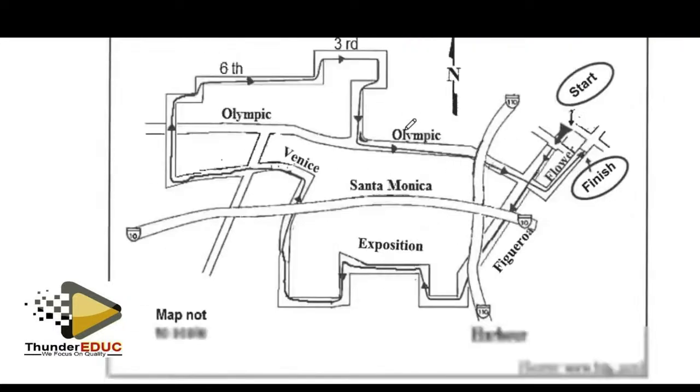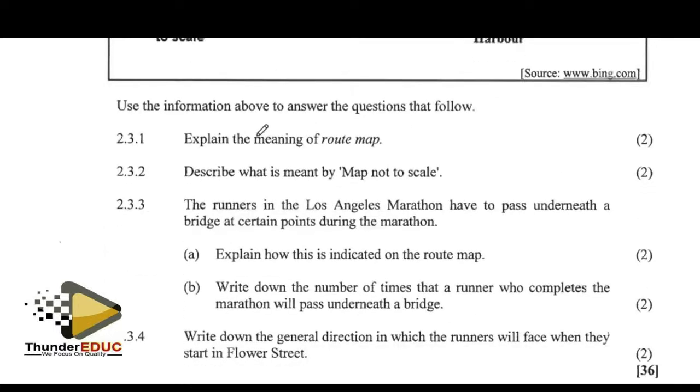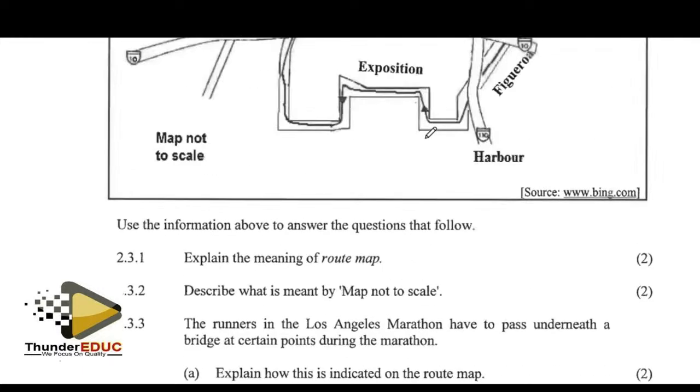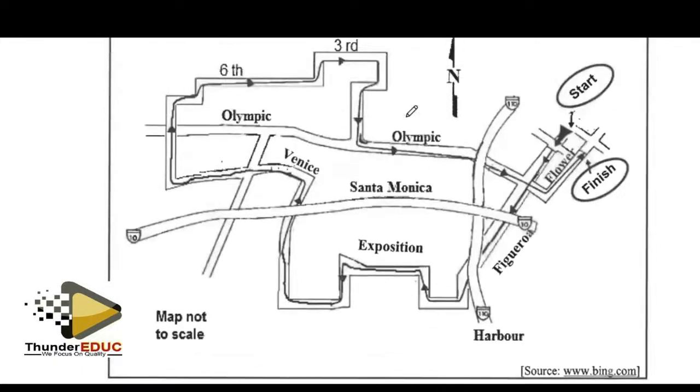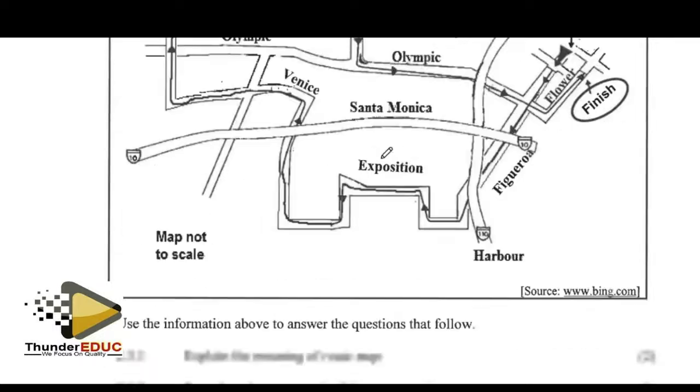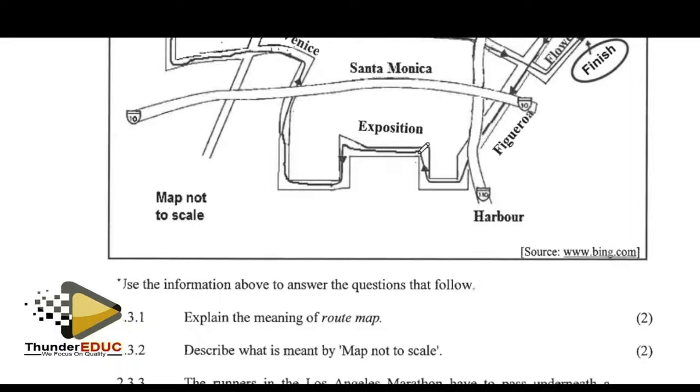26.2 miles. Okay, here we go. They say explain the meaning of the route map. This is straightforward as you look at it. The route map shows the way people who are running will follow. You understand? Route. Which route are you going to take?